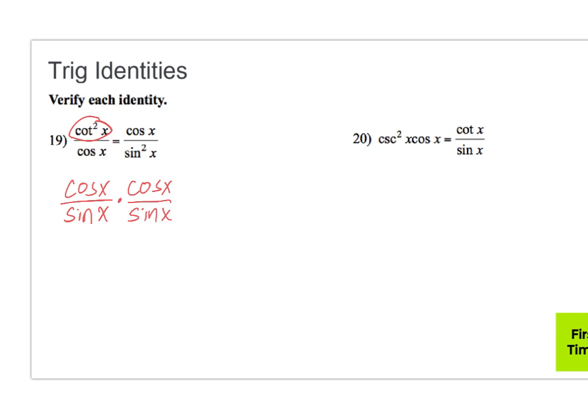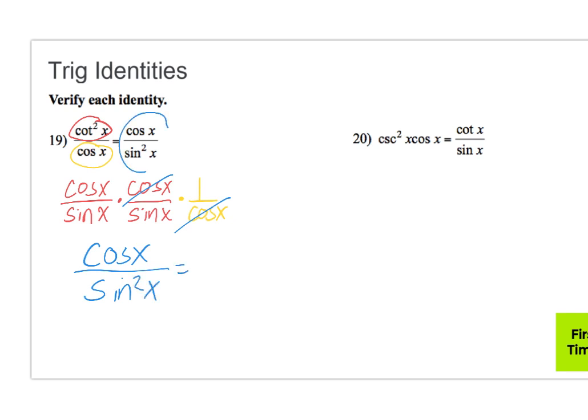The other thing I'm going to do in this first step is to take a look at cosine on the bottom. And I'm going to rewrite this as multiplied by 1 over cosine of x. So that way we can see that we're going to cancel out one of the cosines. And when we do that, we're left with cosine x on top. In the bottom, we've got sine squared of x, which is what we were trying to get in the first place. For the next one, I'm going to start the same exact way.